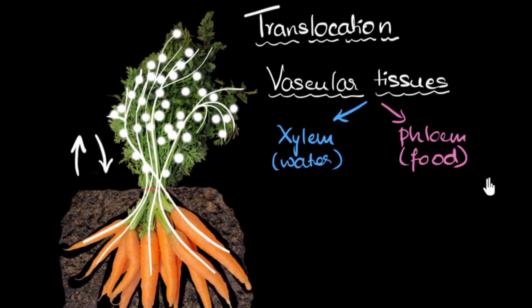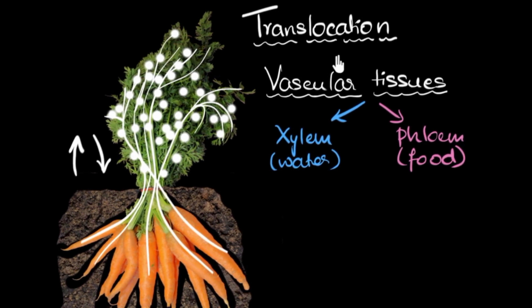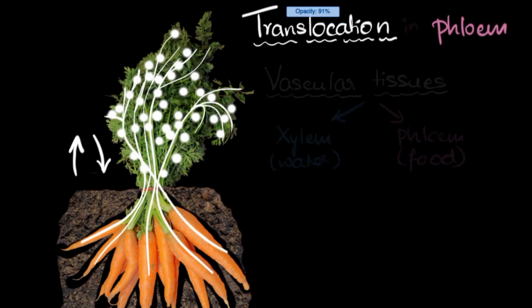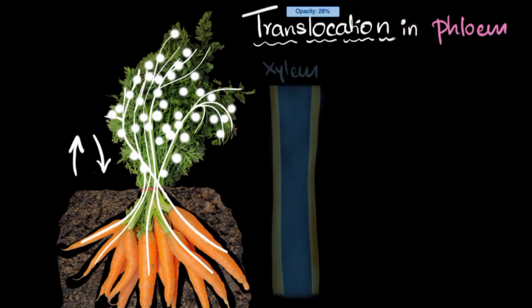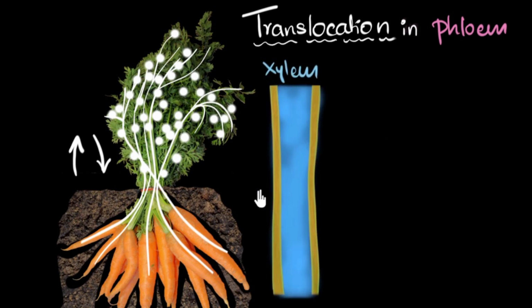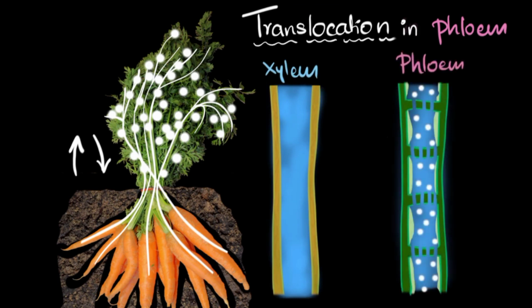Now in this video, since we want to talk about translocation, meaning transportation of food, we are going to concentrate on phloem. Translocation happens inside the phloem. Food gets transferred in phloem. But how? Well, let's see. Let me draw xylem and phloem. So let's say this is the xylem tissue, which has water in it. This is going to be important for us as well. And here is our phloem.